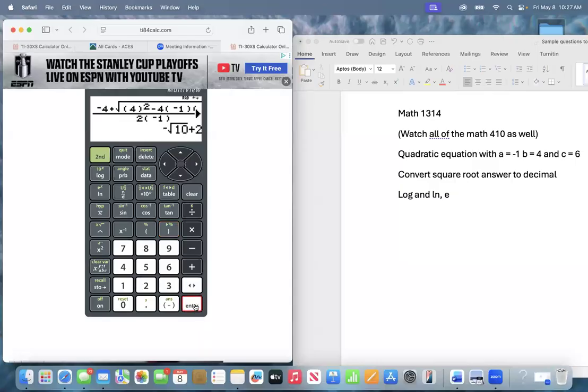So there's your answer. If I want to see what that is as a decimal, this button. And then I can convert it back and forth between a radical expression and an approximation of a decimal.